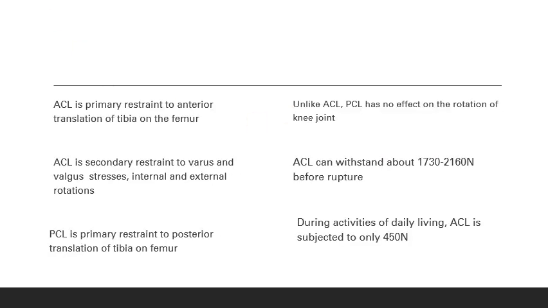ACL is primary restraint to anterior translation of tibia and femur. ACL is secondary restraint to varus and valgus stresses, internal and external rotations. PCL is primary restraint to posterior translation of tibia and femur. Unlike ACL, PCL has no effect on rotation of knee joint. ACL can withstand about 1730 to 2160 Newton before rupture. During activities of daily living, ACL is subjected to only 450 Newton.